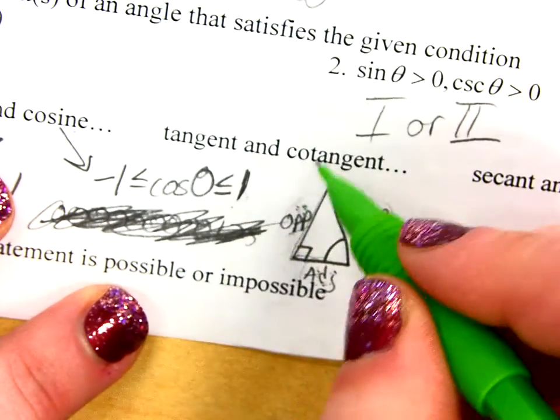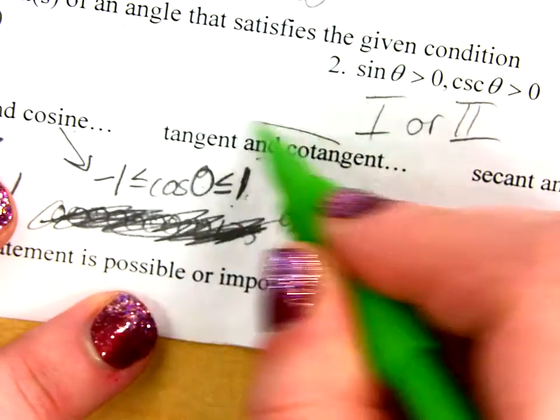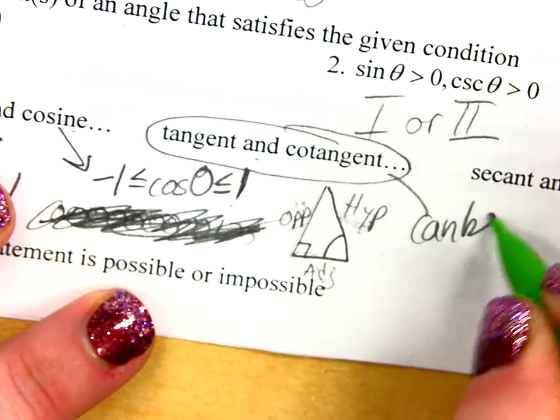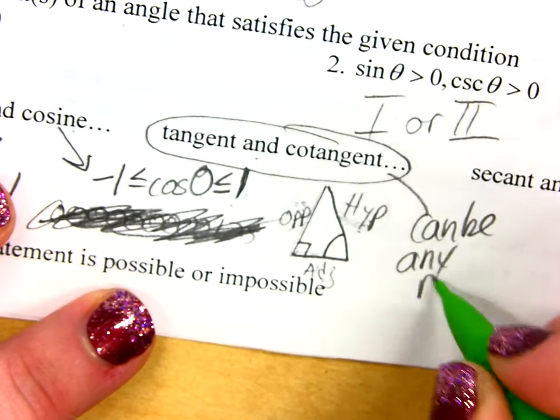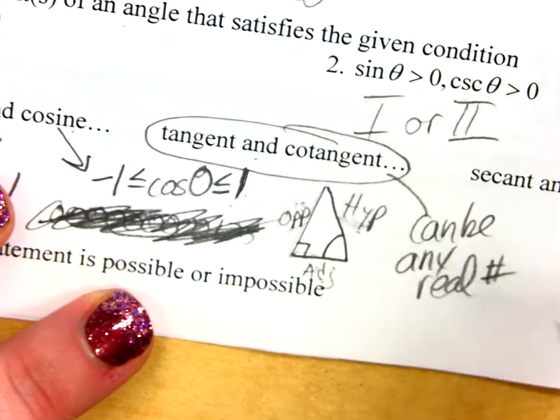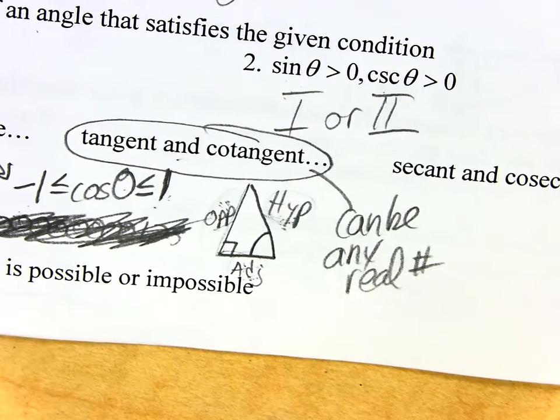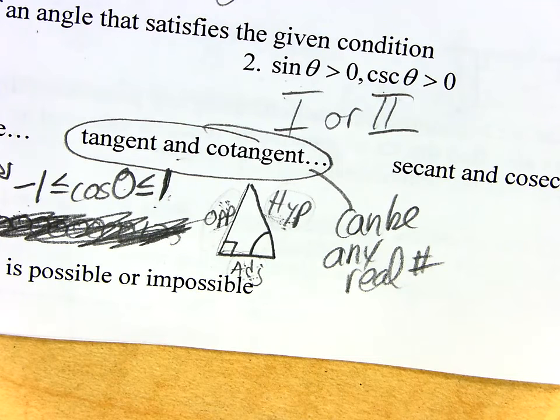Tangent and cotangent, because it's just the reciprocal, right? These two can be any real number. Because again, it's just that opposite side divided by the adjacent side, and since those two can be any numbers, that's what I'm going to get out.